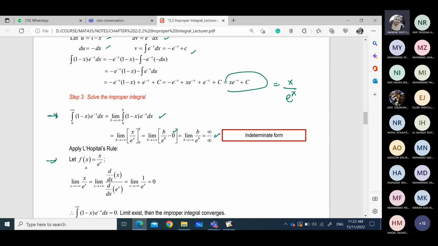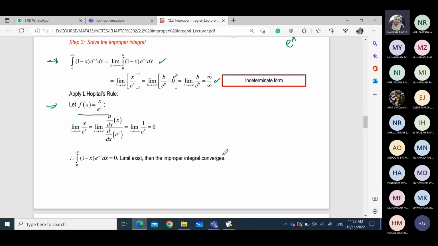Okay, so let our function here be x over e to the x. In L'Hopital's rule, we need to differentiate the numerator and denominator. So if we differentiate x with respect to x, we have 1. The derivative of e to the x with respect to x is e to the x. So we find the limit.